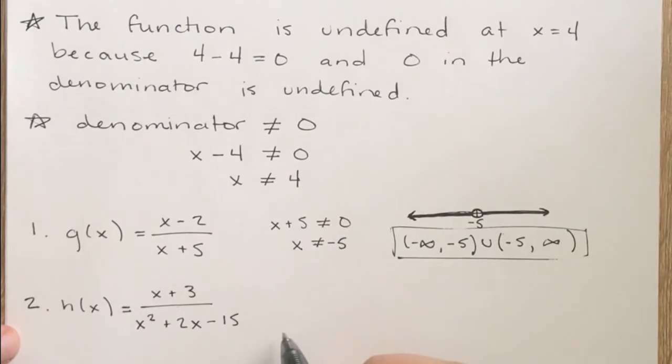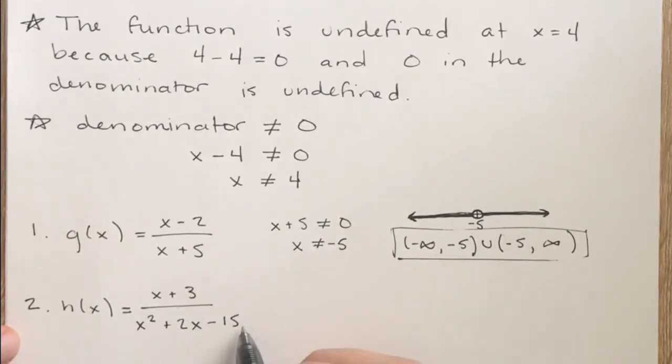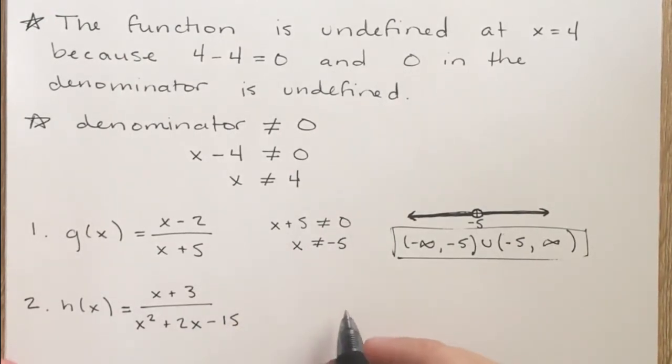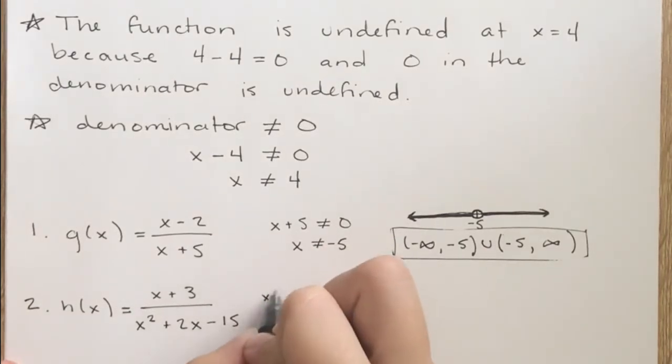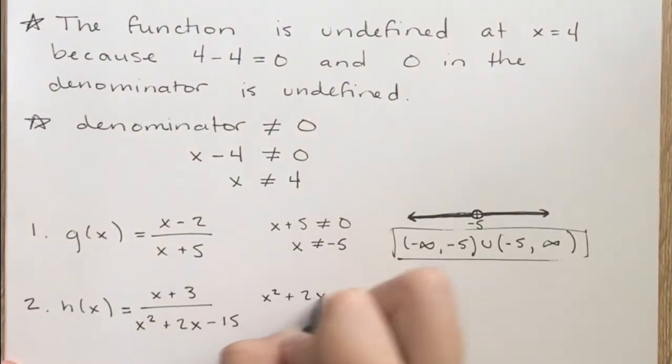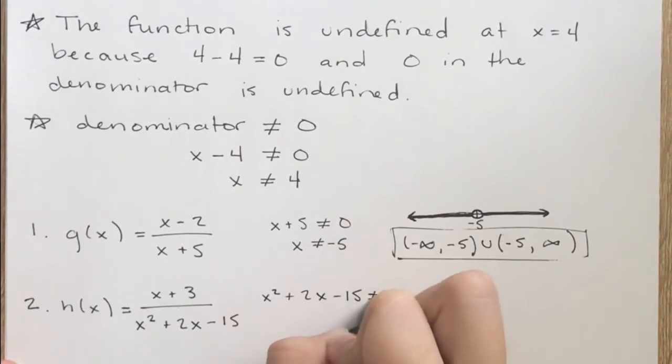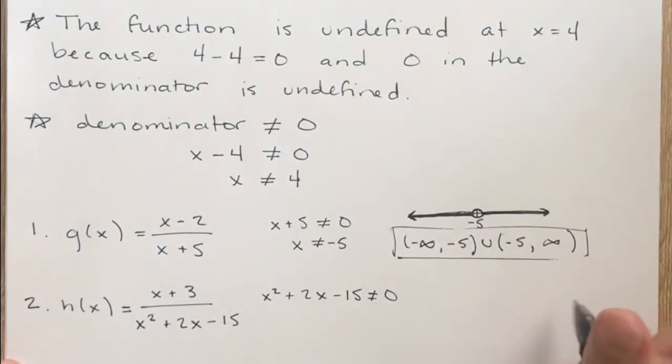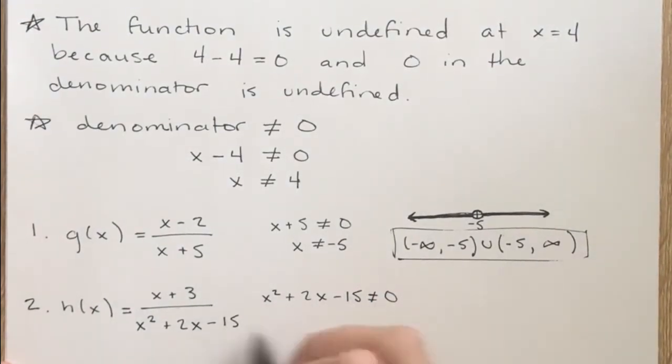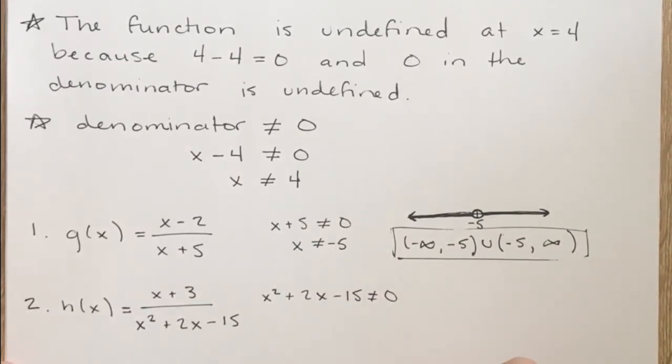All right, so we just need to check and see where our denominator equals 0. We want this to be not 0. How can I figure out where a quadratic is not equal to 0? What do we have to do? We have to factor.